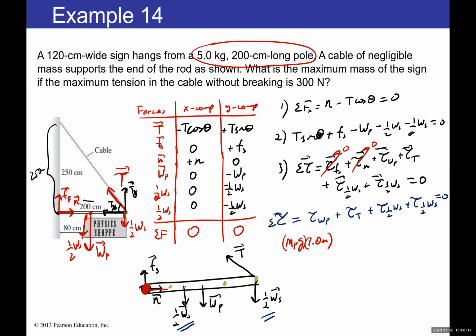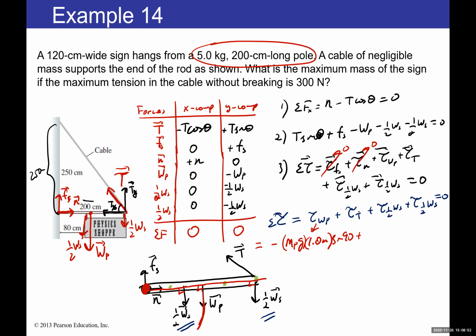And I can see that the weight of the pole, or half of the weight of the sign and things like that, are all perpendicular to the radial line. So technically the sine of the angle is sine of 90 degrees, which is 1 for them. So it's sine of 90 degrees. And I can see that the weight of the pole is going to give me a clockwise rotation. So this one here is negative.